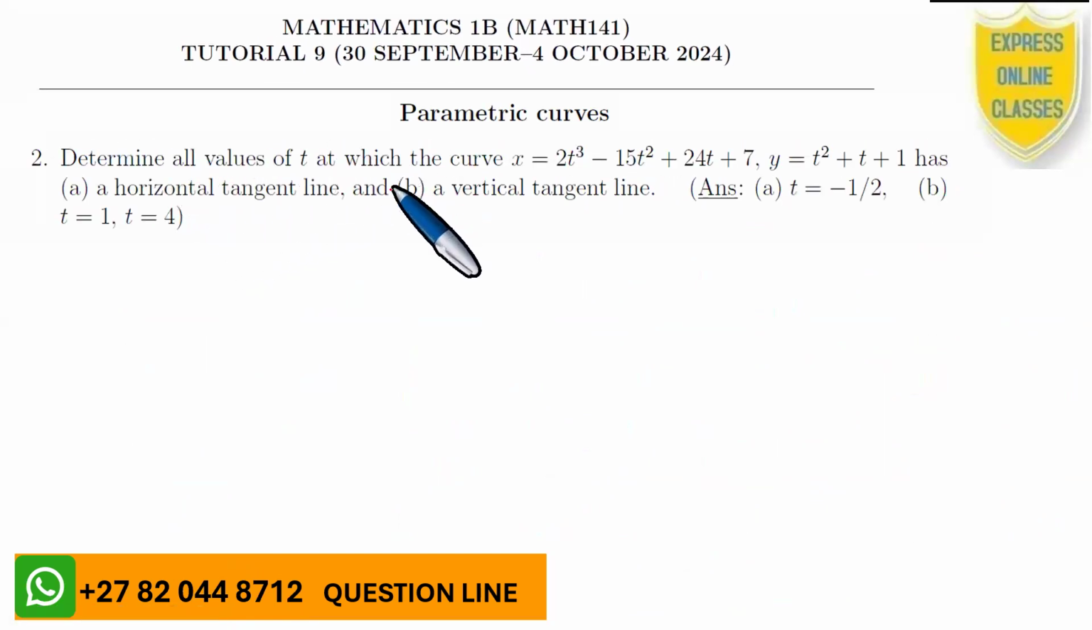Determine all values of t at which the curve, this one, x equals this and y equals this, has a horizontal tangent line and has a vertical tangent line. A horizontal tangent line would mean the following.